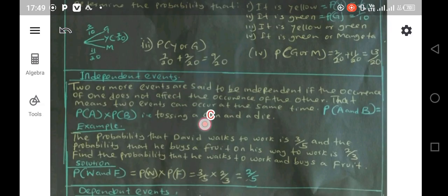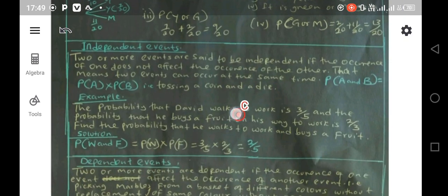Now, for example, we can say tossing or rolling a die and tossing a coin at the same time. Whenever we toss a coin, the probability of getting a tail is a half, and the probability of rolling a die for 5 to show up is 1 over 6. So 1 over 6 times a half, and those two events occur. Two or more events are independent if the occurrence of one does not affect the other. They are going to happen separately.